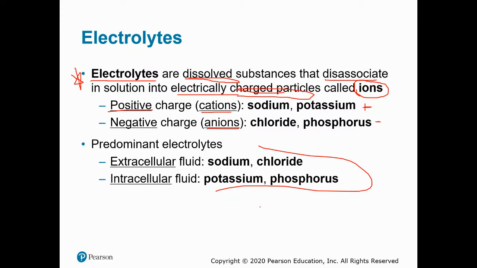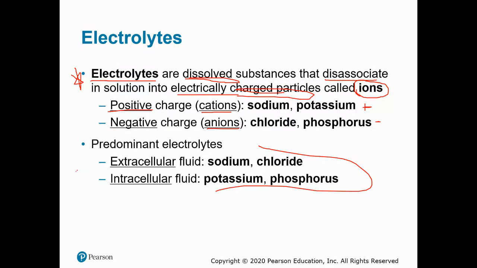We'll also talk about a few other roles that they play, like we have some other electrolytes not listed here that help to regulate muscle contraction. Sodium and chloride and potassium also help to regulate nerve impulse transmission. So we're going to talk about how electrolytes help to regulate different body functions.